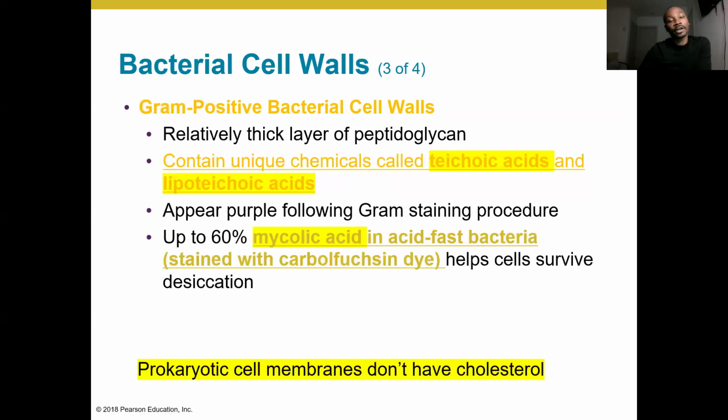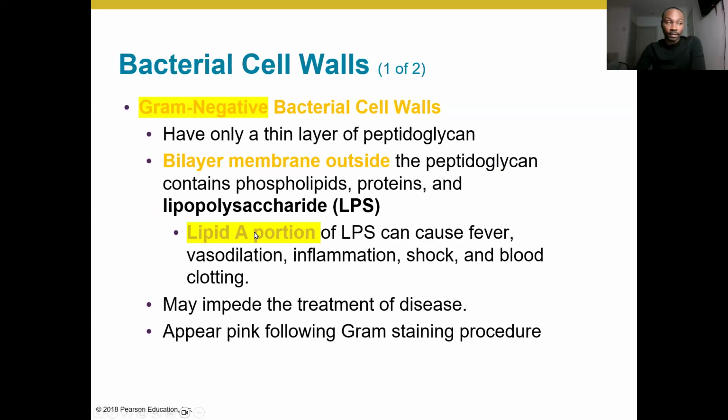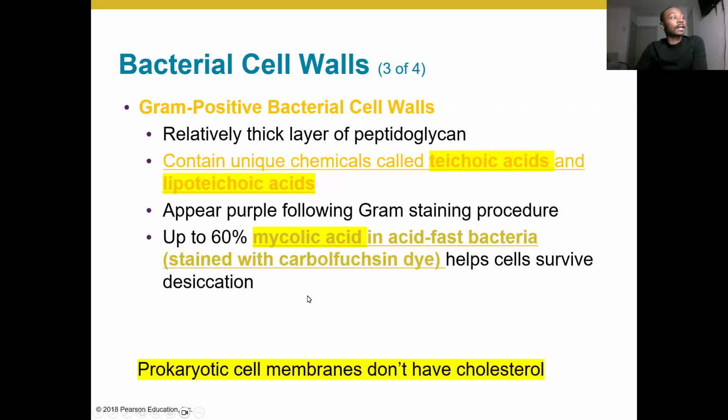Whereas gram-positive, they're going to appear purple, because they're going to have this relatively thick layer of peptidoglycan. They're also going to contain unique chemicals called teichoic acids and lipoteichoic acids. So you'll find in gram-positive teichoic acids, lipoteichoic acids, and certain species will have mycolic acid. Remember that difference between gram-negative and gram-positive. Gram-negative have lipid A in their outer membrane that will help them resist against treatment. Gram-positive have teichoic, lipoteichoic, and mycolic acids.